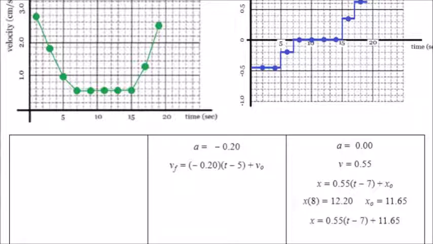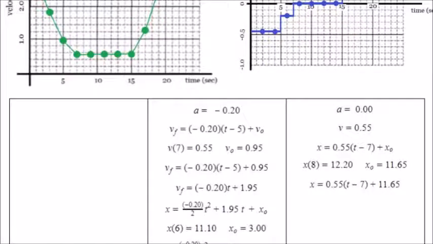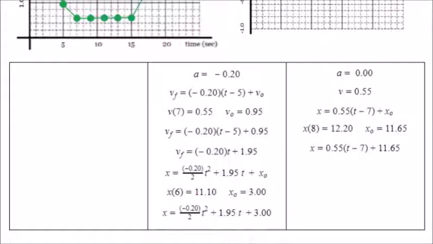The second equation is valid from 5 to 7 seconds. Acceleration is negative 0.2 centimeters per second squared. We write out an equation for velocity to find out the constant v naught. We'll say that the velocity at 7 seconds is 0.55 centimeters per second, that value again. Next step is to use the distributive property to simplify the velocity equation. That will make it easier to integrate. And after you find the constant, we have equation number 2.